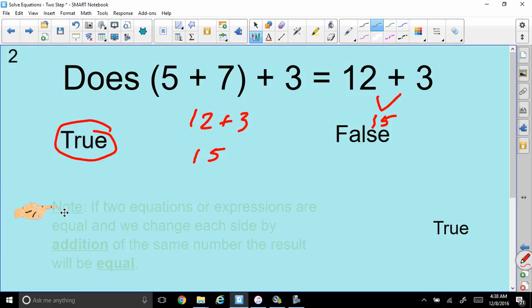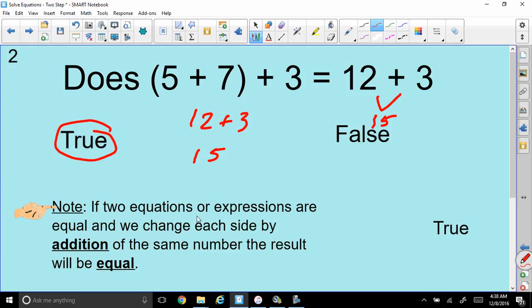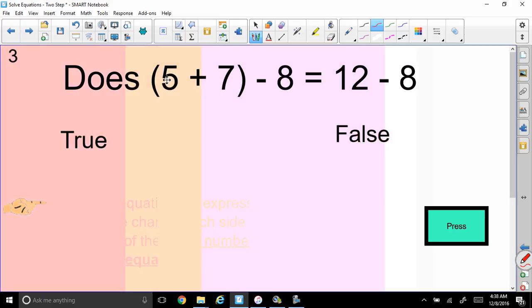And I want you to take notice, if two equations or expressions are equal and we change each side by addition of the same number, so if we add the same number, your result will be equal. That's interesting. Well, let's try this one.